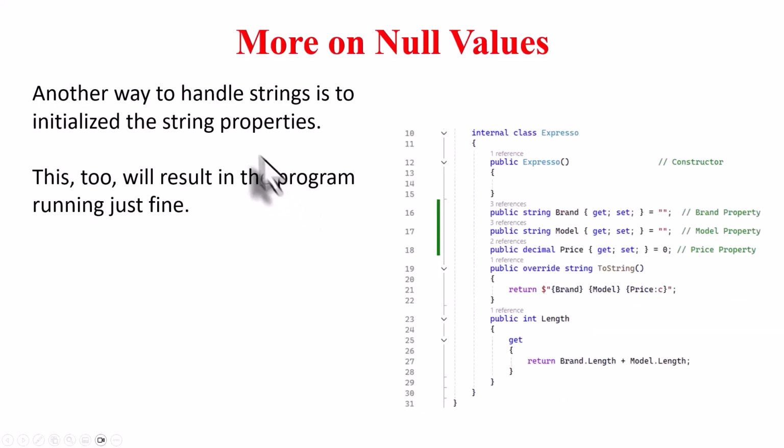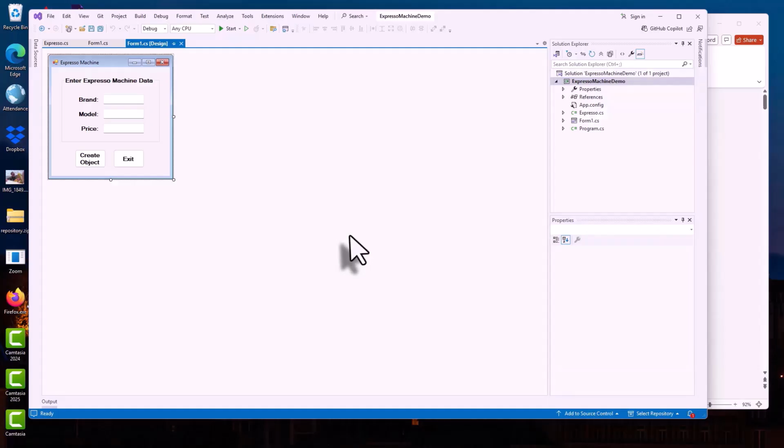Another way to handle the strings, of course, is to initialize the string properties. This too will result in the program running just fine. You can see it here. We don't have anything in the constructor, but we are setting the brand, model, and price to double quotes, and 0. And this will run fine as well.